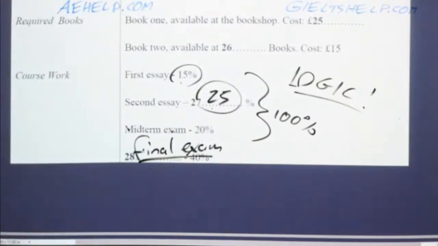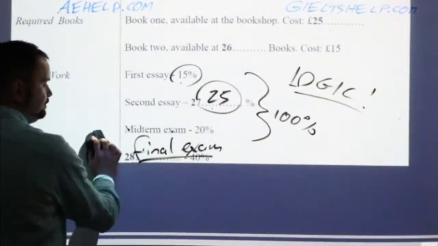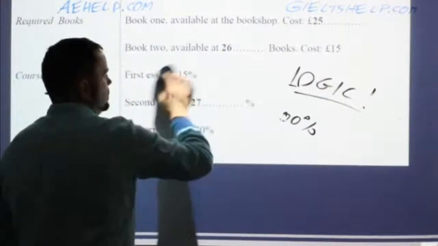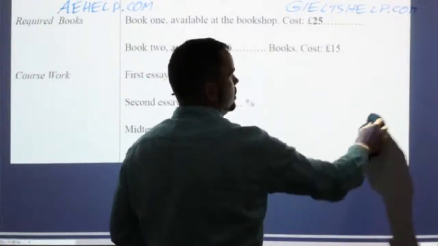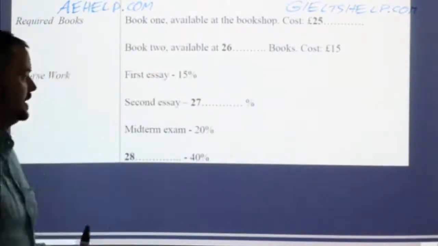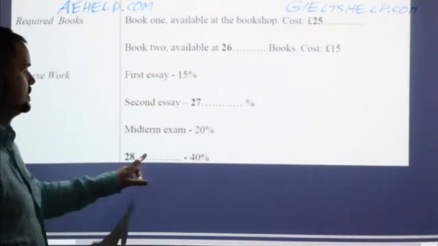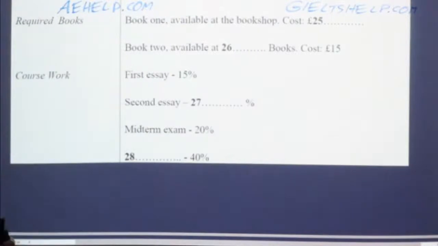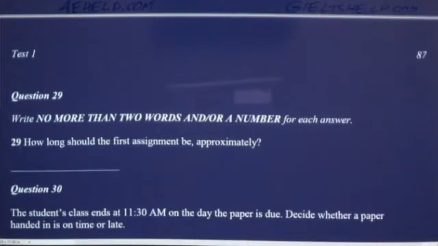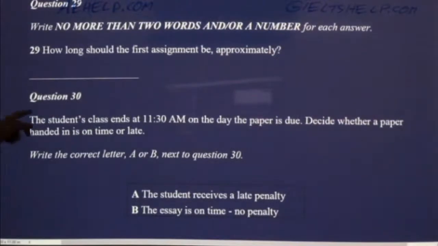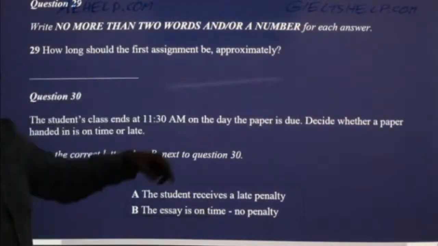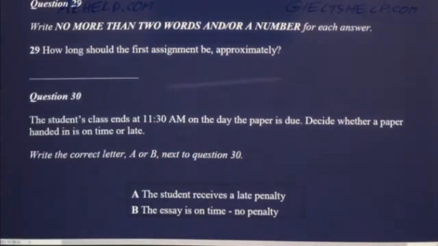All right, so that is part 3. And again, a little bit more challenging for sure than part 2. You have to pay attention to those details, okay? Sometimes students just write the word final there, and that's not enough. So make sure that you have the details, okay? All right, let's take a look at the last couple of questions. Number 29, how long should the first assignment be? They say this quite clearly.